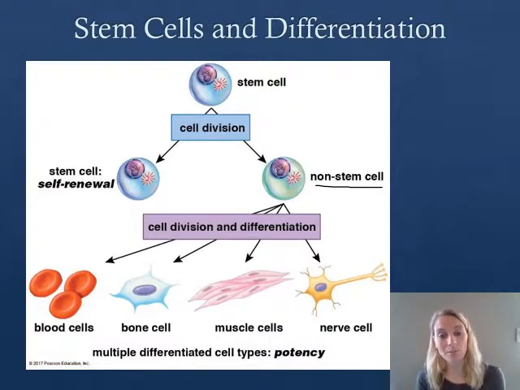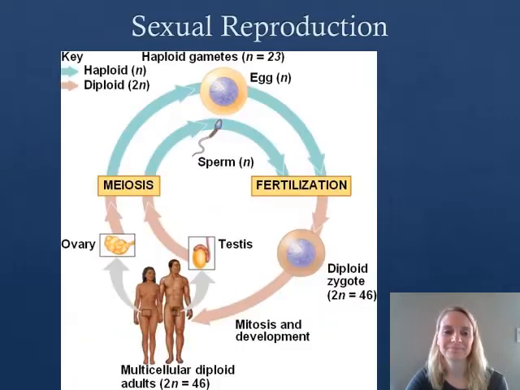And then the product, like a nerve cell, has lost the ability to divide. So it's no longer a stem cell, it's the final product. It's a nerve cell or a muscle cell, and it's lost the ability to divide. Some cells can maintain that, so bone cells can divide, skin cells can divide, but muscle and nervous tissue usually cannot divide after it's reached its final identity, if you will.